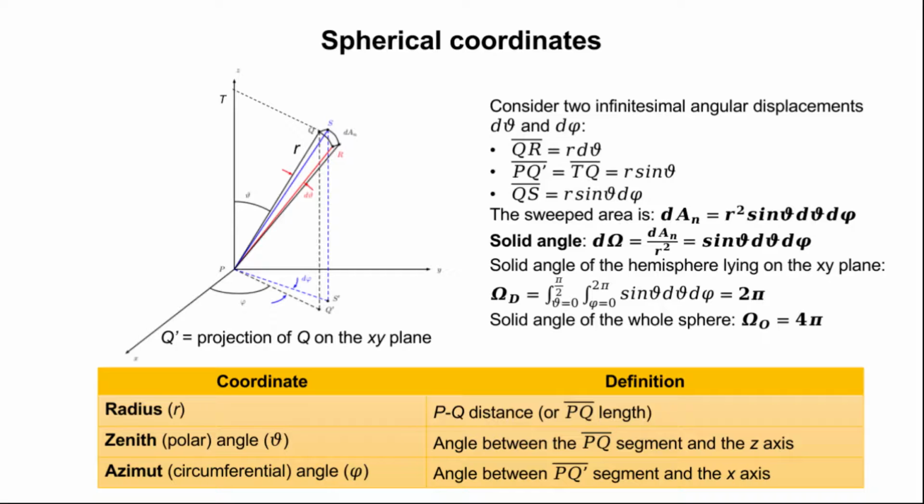If we integrate this angle over the hemisphere lying on the xy plane, the obtained angle is 2 pi, while the solid angle corresponding to the whole sphere, which is double the hemisphere angle, is 4 pi.